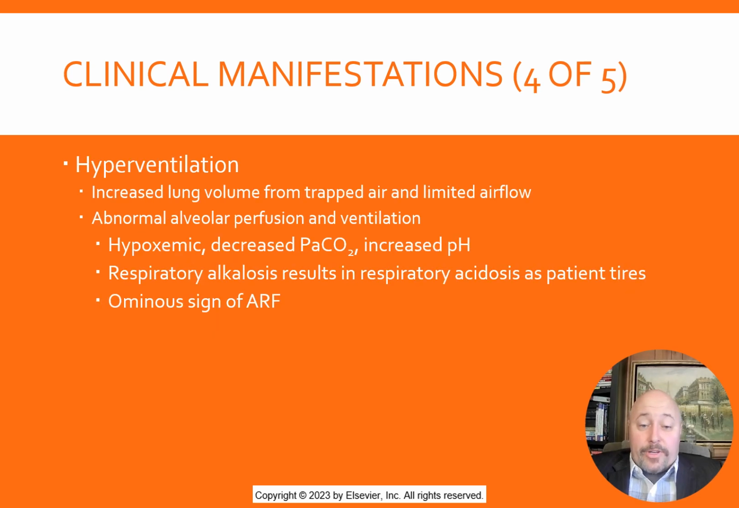Hyperventilation results from the increased lung volume from trapped air and limited airflow. This results in abnormal alveolar perfusion and ventilation, causing the patient to be hypoxemic with an increased pH, or respiratory alkalosis, that results in respiratory acidosis as the patient tires and is an ominous sign for acute respiratory failure.